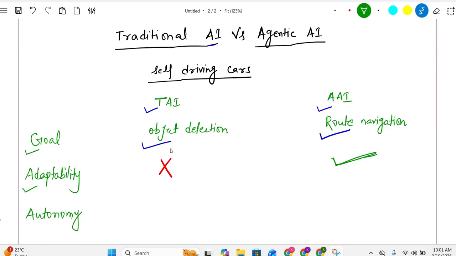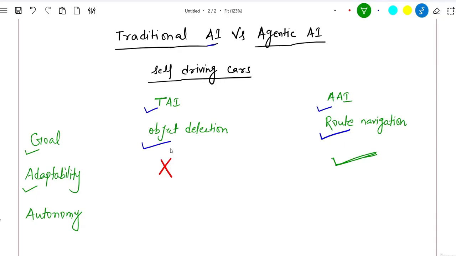Going back to the object detection problem, if a traditional AI system finds an object, then it will just follow the instruction. If the instruction is to send the alarm to the driver, then the alarm to the driver will go. That's all. That's the end of it.